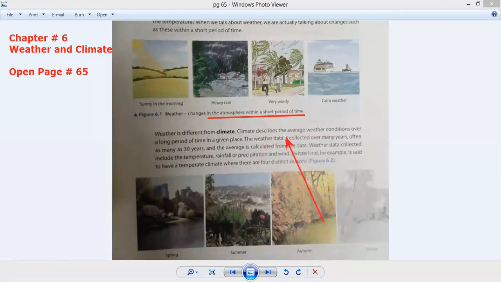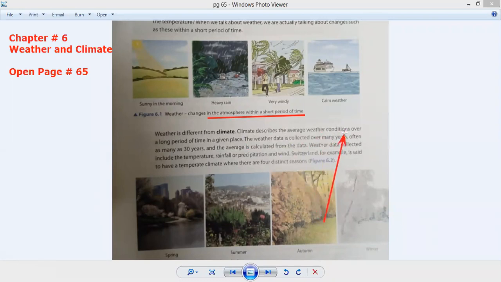Climate describes average weather conditions over a long period. So in simple words, climate is the opposite of weather. Climate is a sort of weather, the way an area normally or mostly looks. How? Climate describes the average weather conditions.